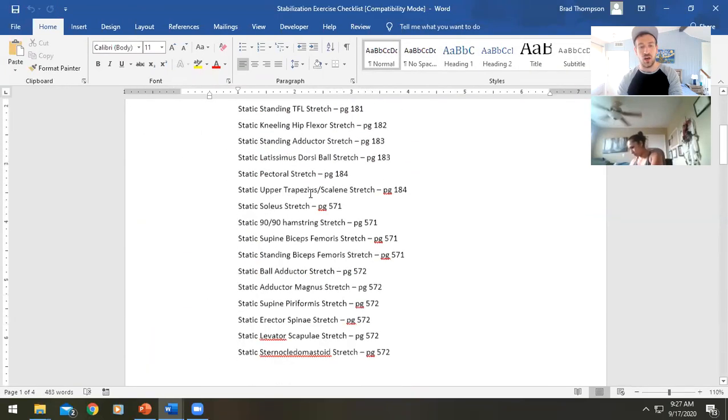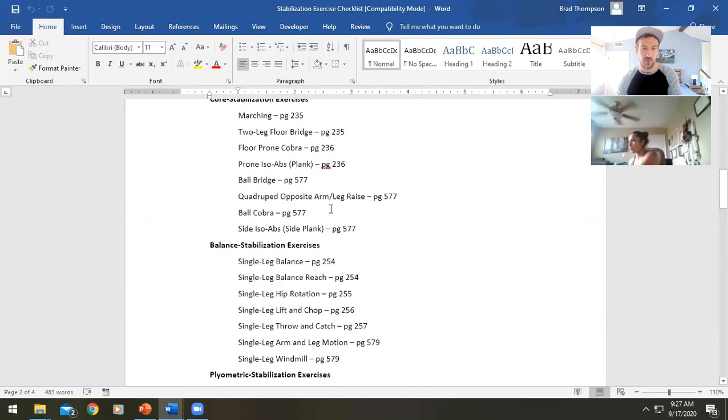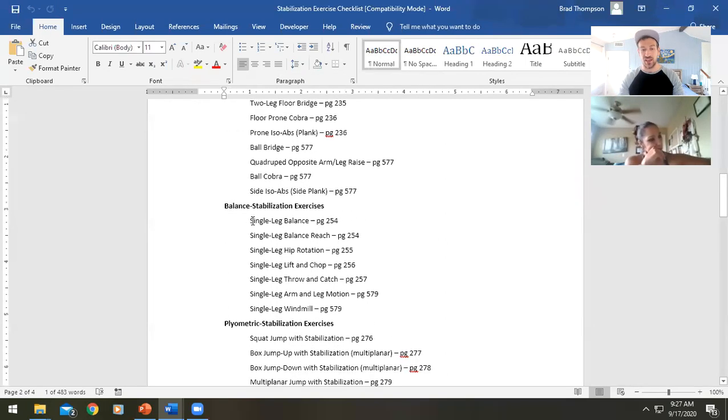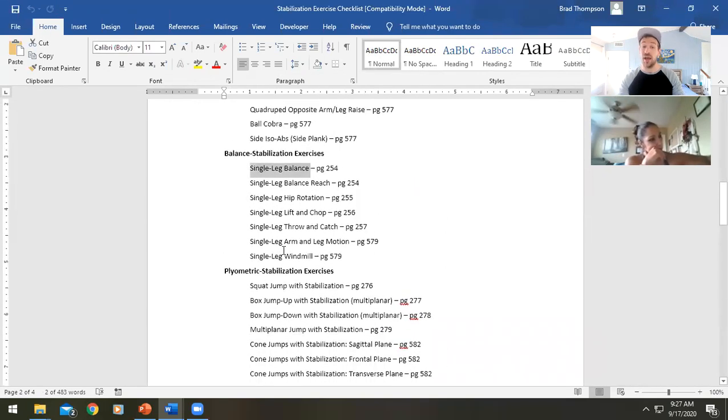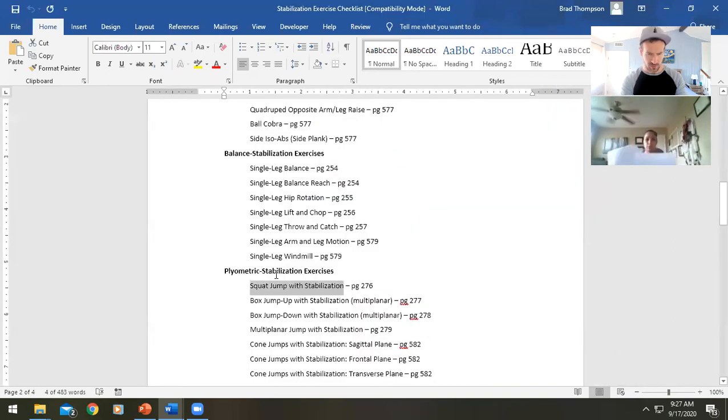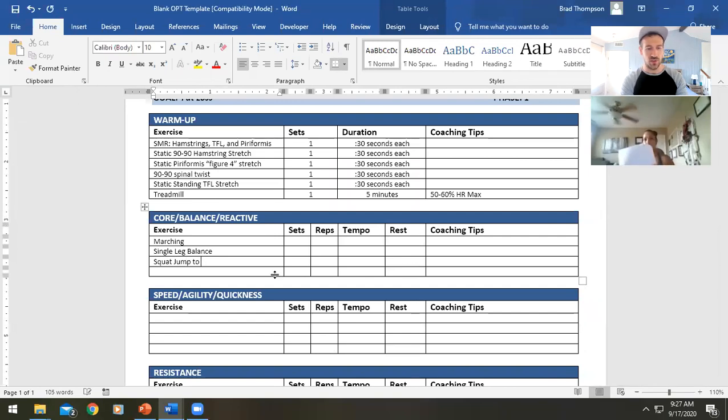So here are all those static stretches, right, that I just mentioned, or some of them at least. Now I'm going to keep this super simple today, guys. Take a look. I'm going to pick the first exercise from every category. This may not be the world's greatest routine, but the idea is to show you how this works. So I'm going to go with marching, that's a core stabilization exercise, a single leg balance, which is a balance stabilization exercise, and a squat jump with stabilization. It's actually not bad. The only one that's simple is the single leg balance. I don't like that exercise. So marching, single leg balance, and squat jump to stabilization.